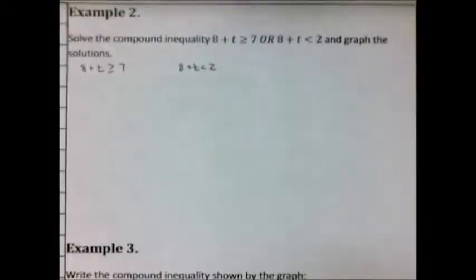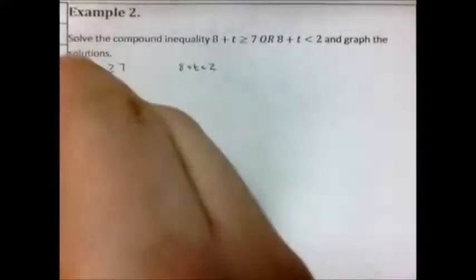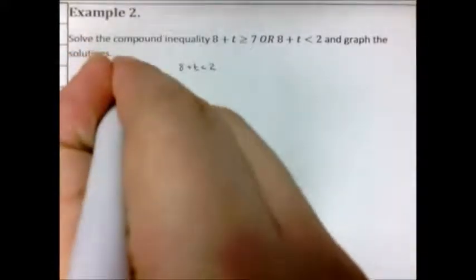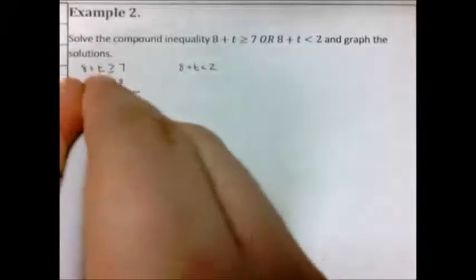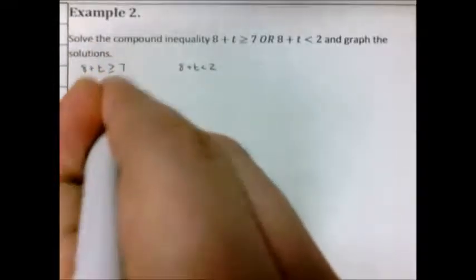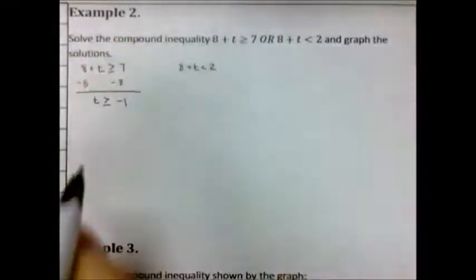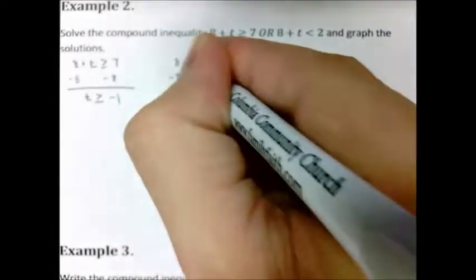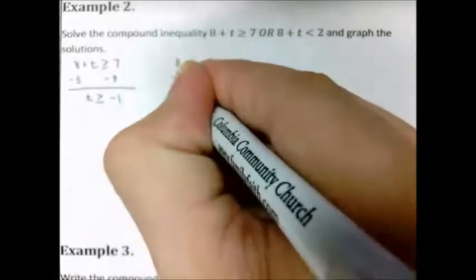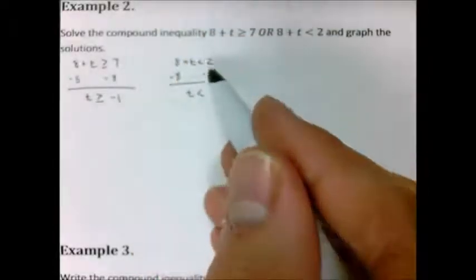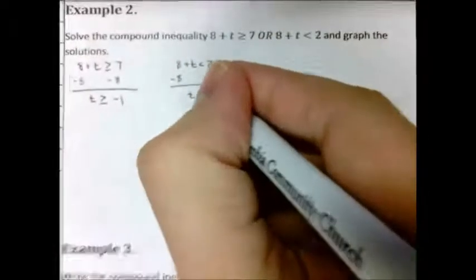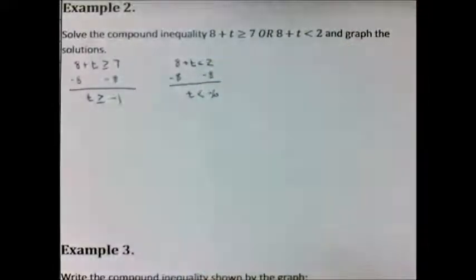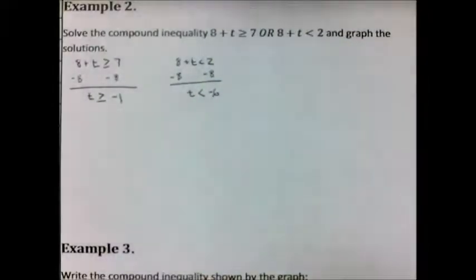Let's go ahead and solve for t for both of these. Let's subtract 8 just like we normally would. We end up seeing that t is greater than or equal to -1, since 7 minus 8 is -1. And then we subtract 8 on both sides for this one. We see t is less than 2 minus 8, which is -6. Now we have our two different values.